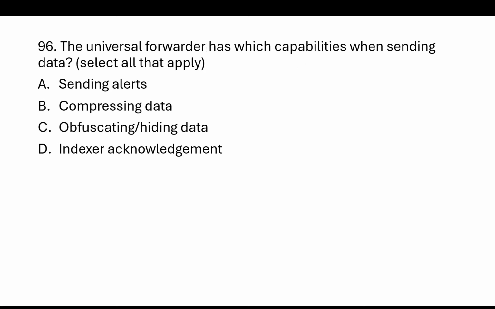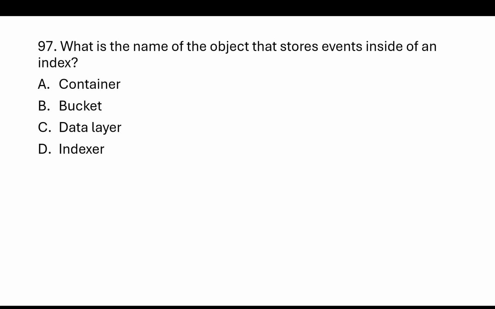Question number 96, the universal forwarder has which capabilities when sending data? Select all that apply. Option A, sending alerts; option B, compressing data; option C, obfuscating or hiding data; option D, indexer acknowledgement, and the answers are option B, compressing data, and option D, indexer acknowledgement. Question number 97, what is the name of the object that stores events inside of an index? Option A, container; option B, bucket; option C, data layer; option D, indexer. Answer is option B, bucket.